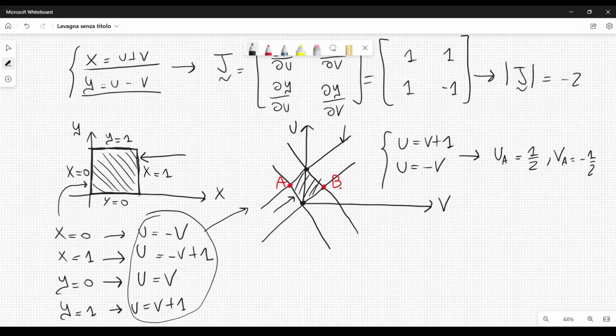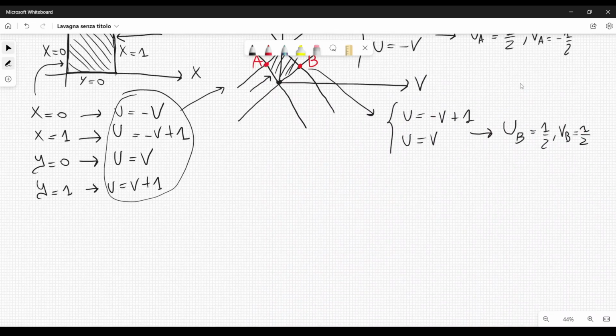And we also need to find the coordinates of the point B. Something similar can be done. We need to intersect the line u equal to minus v plus 1 and the line u equal to v. From this intersection, you get the point B, and the u coordinate of the point B is 1/2, whereas the v coordinate of the point B is 1/2.